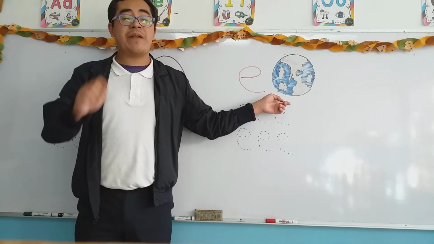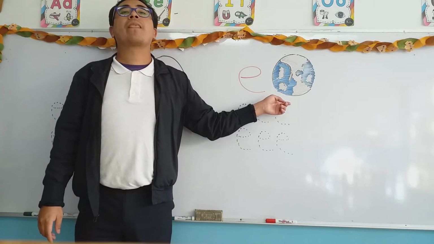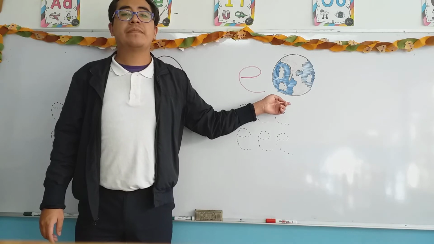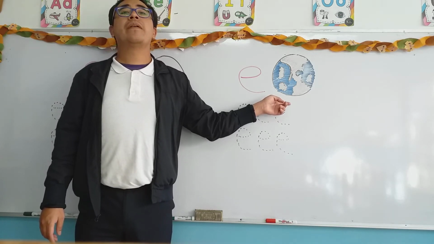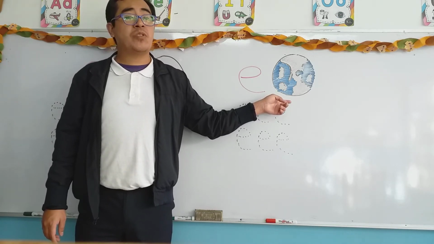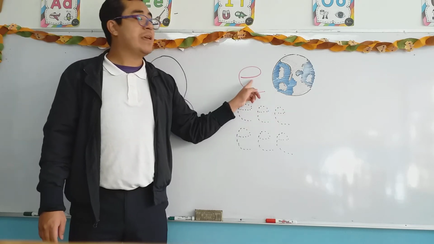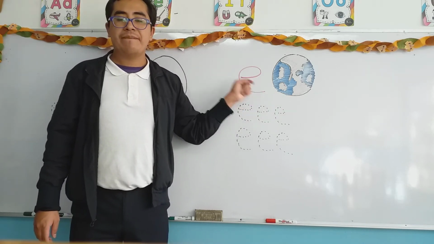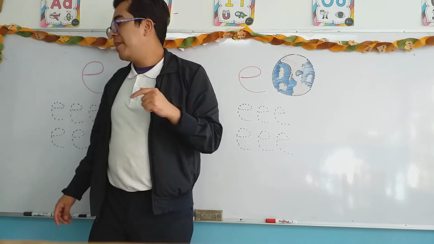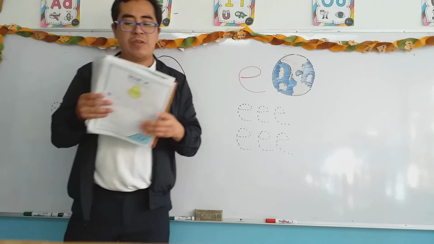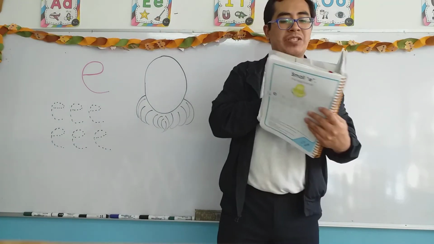Okay, once again, una vez más. Earth. Earth, it's an object that uses small e. Very good. Now, for today, as I mentioned it, we have to do these 2 activities.